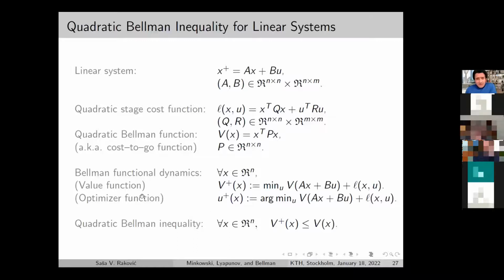Now, what I call the Bellman functional dynamics is what's known as a dynamic programming equation. There are reasons why I want to use Bellman functional dynamics, because I want to see this as a functional dynamics, and then I want to look at how I convert this to the set dynamics in the case of Minkowski. And then there are two objects: a value function and an optimizer function. Now, the value function is a minimum of this objective function, which is a stage cost and a cost-to-go evaluated at the next state.